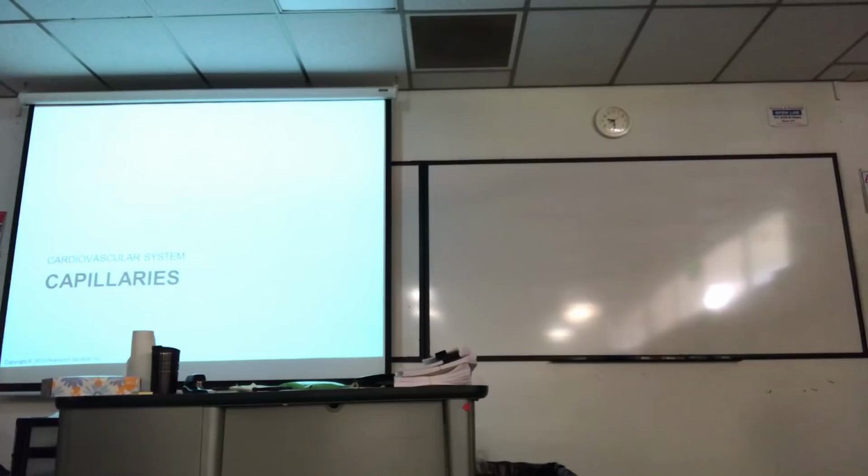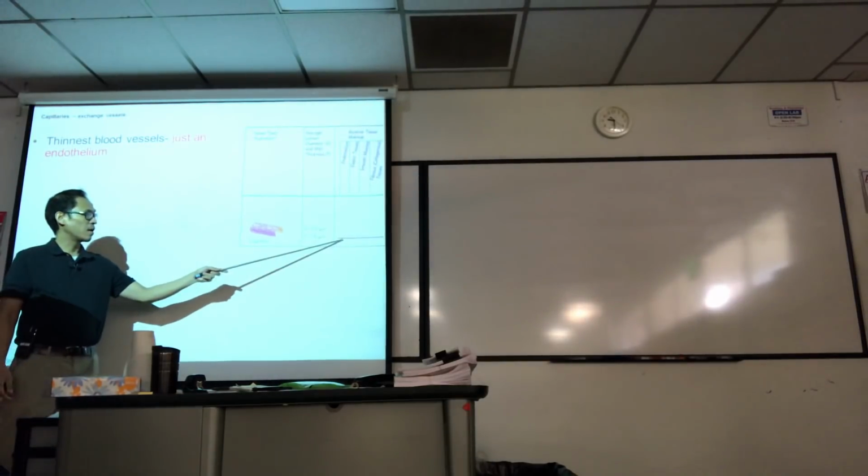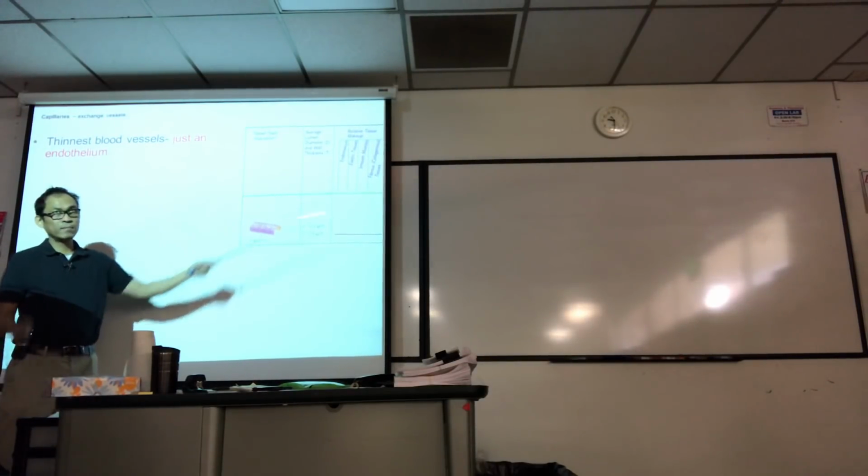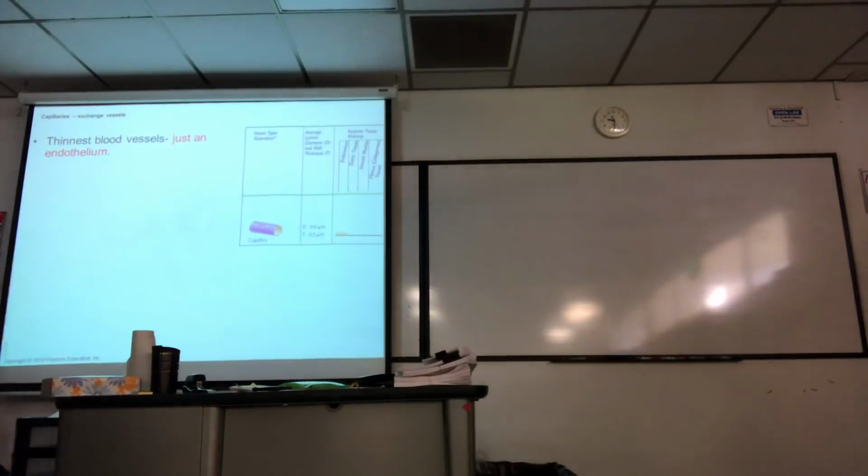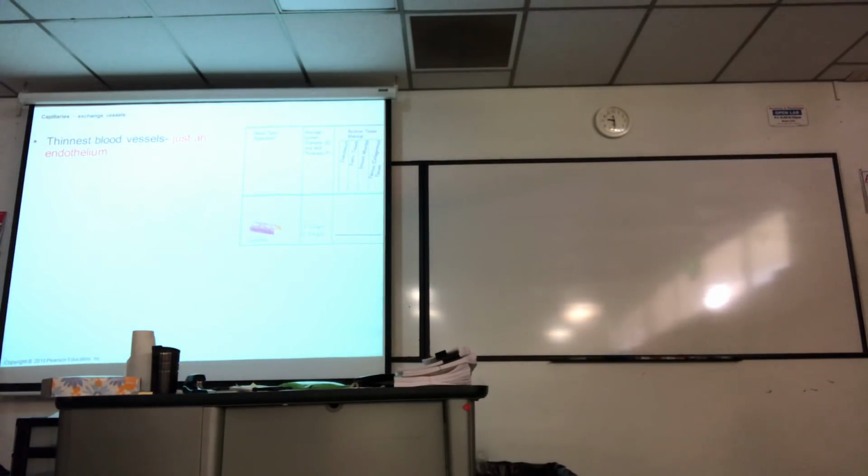I haven't described those yet, so let me turn the lights back on. Well, let me get my bullet points up here. First, if you look at the histogram, that's all they are. They're just an endothelium, one layer. Okay? This makes it good for diffusion.